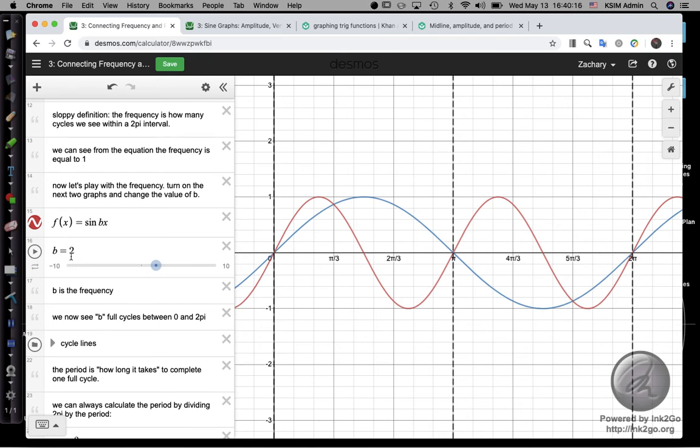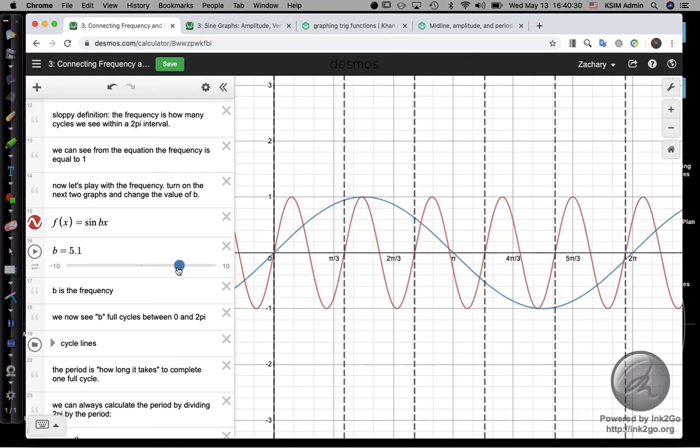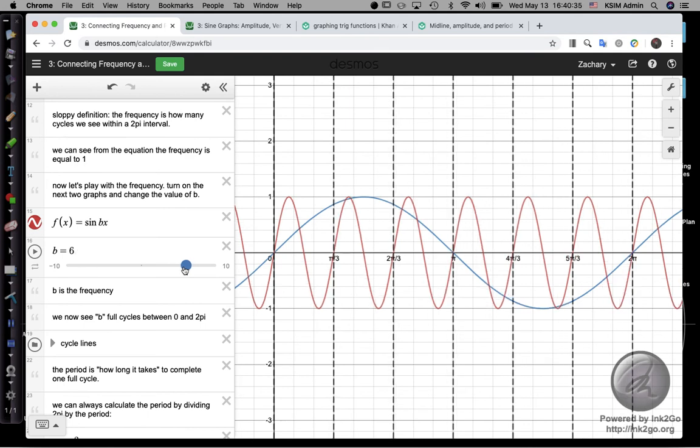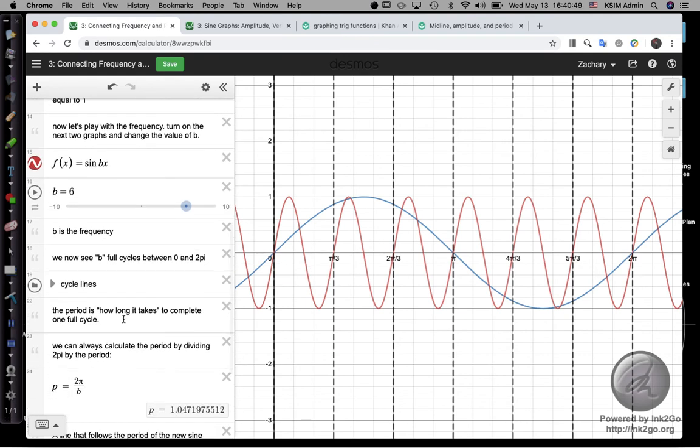So I increase this value to 2, so I can see 1, 2 full cycles of this function within 2 pi radians. Or additionally increasing this up to 6, say, exactly 6. You can see I've increased how fast it sort of travels through these cycles within this 2 pi window, and that's what we define the frequency to be.